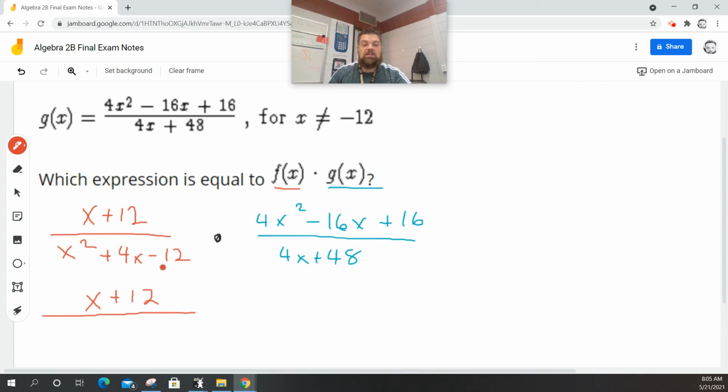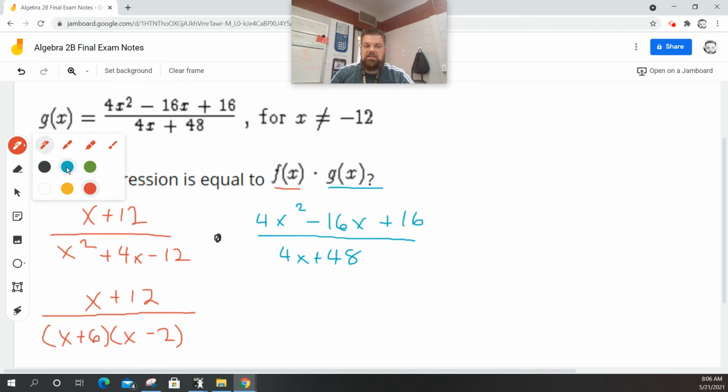Then we're going to break this down. Now, I need two numbers that when I multiply them together, I get negative 12, but when I add them up, I get a positive 4. So that's going to be positive 6 times negative 2. So this is going to factor into x plus 6 times x minus 2. So if I multiply those out, I'll get this right here, okay?